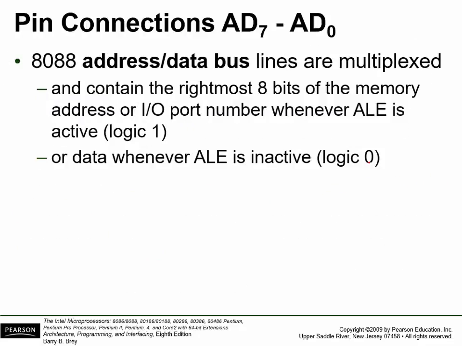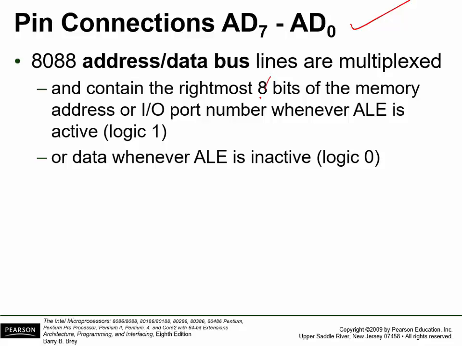Okay, now we're getting into the highlights of this chapter. This is talking about the 8088. We can extend this to the 8086 by simply changing this word to a 16. This contains all 16 bits of the address, the upper-most 16 bits, and all the data bus. These lines are multiplexed.